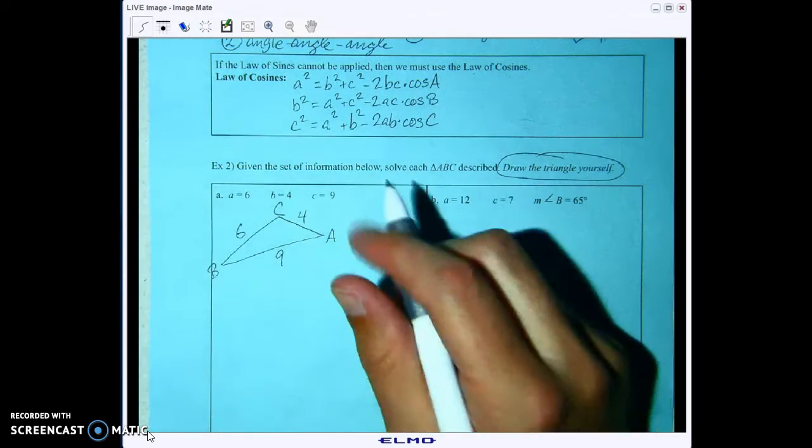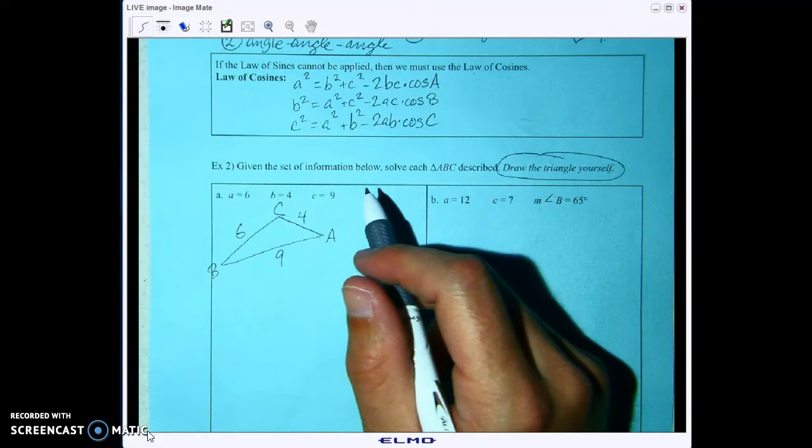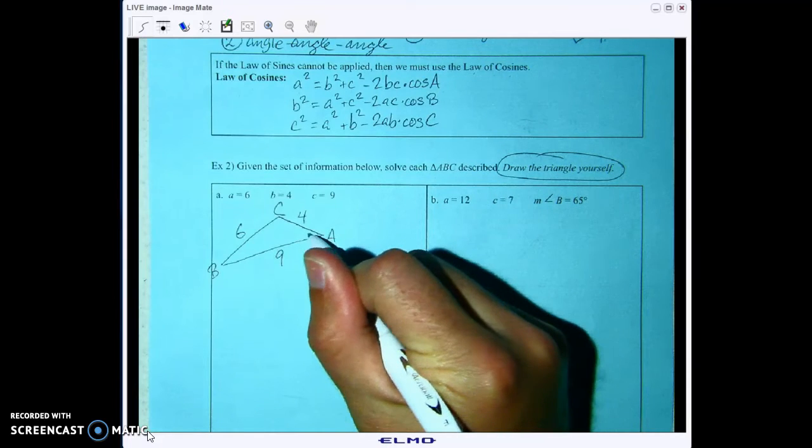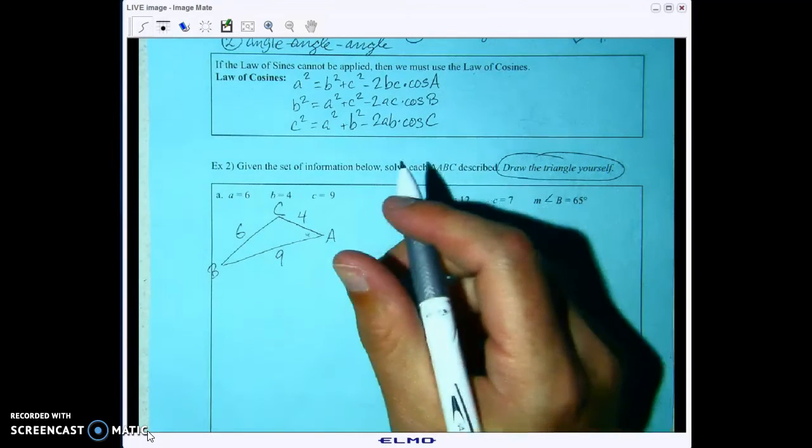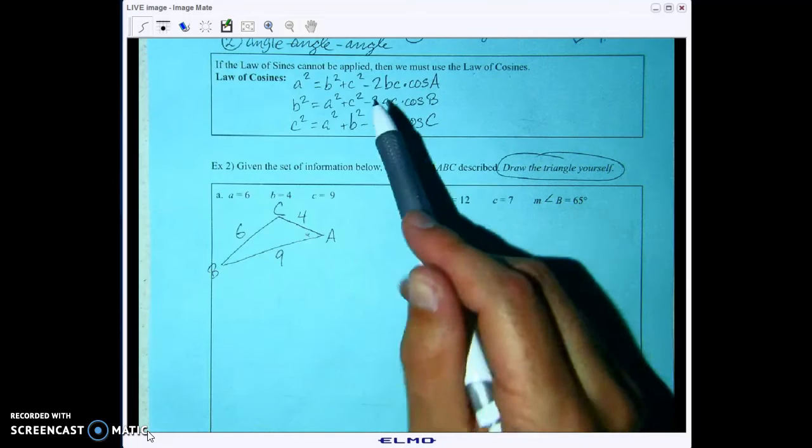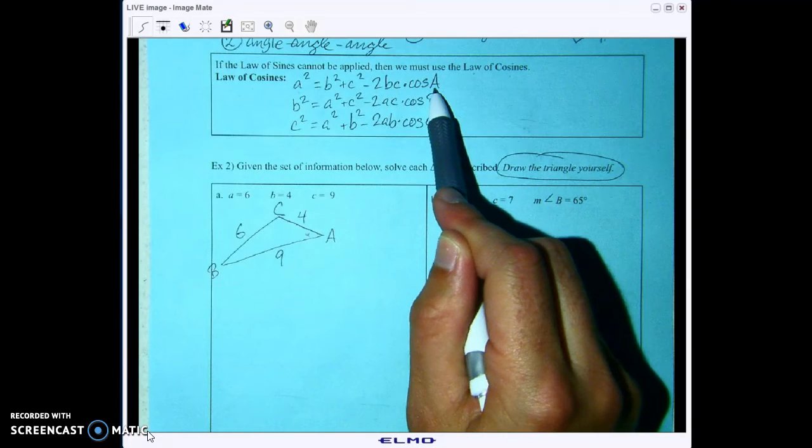Okay, so let's solve for angle A. Let's start right here, angle A. Do we know it? We don't know it. We need to find it. So we're going to use this one, right? That gets us the angle A over here by itself.